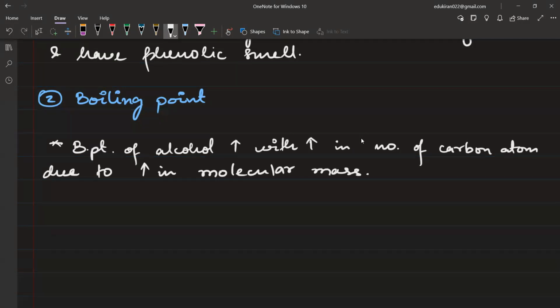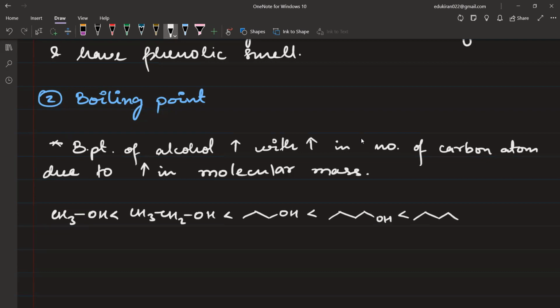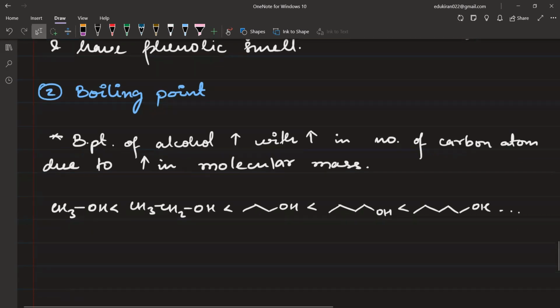So if I compare CH3OH, it will have lower boiling point than CH3CH2OH, followed by propanol, followed by butanol, followed by pentanol, and so on. This is the first point. Right, next point.